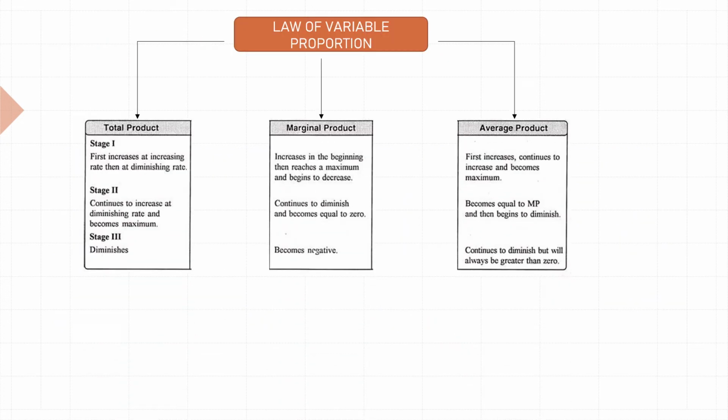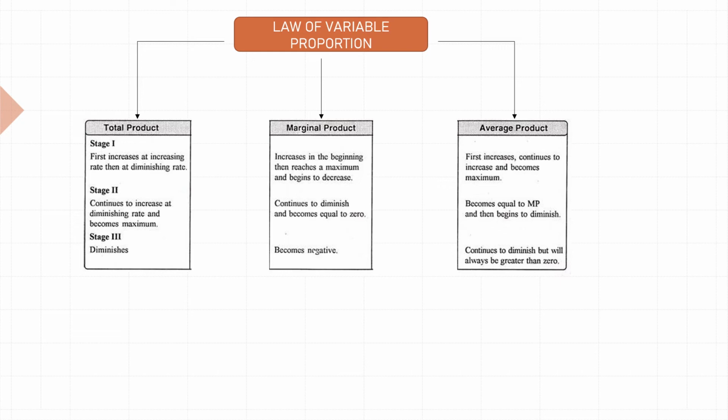The law of variable proportions consists of three factors, which are total product, marginal product, and average product. They all consist of three stages. The total product in stage 1 first increases at an increasing rate, then at a diminishing rate. Stage 1 of marginal product states that it increases in the beginning, then reaches a maximum and begins to decrease. The average product's first stage says that it first increases, continues to increase and becomes maximum.